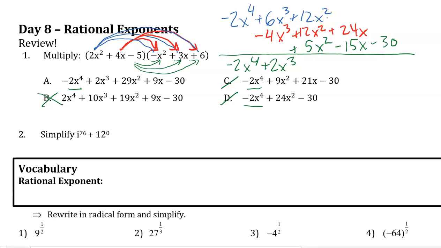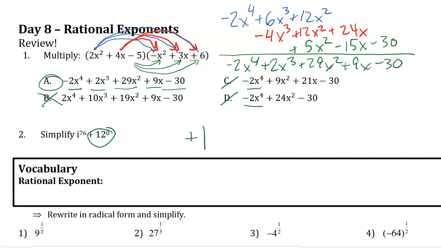12x squared plus 12x squared plus 5x squared is 29x squared. 24x minus 15x is plus 9x, and then we have minus 30 at the end. So negative 2x to the fourth plus 2x cubed plus 29x squared plus 9x minus 30. A is our answer. Simplifying, i to the 76th power plus 12 to the 0. Well, any number to the 0 power is just 1. So we'll add that at the end.